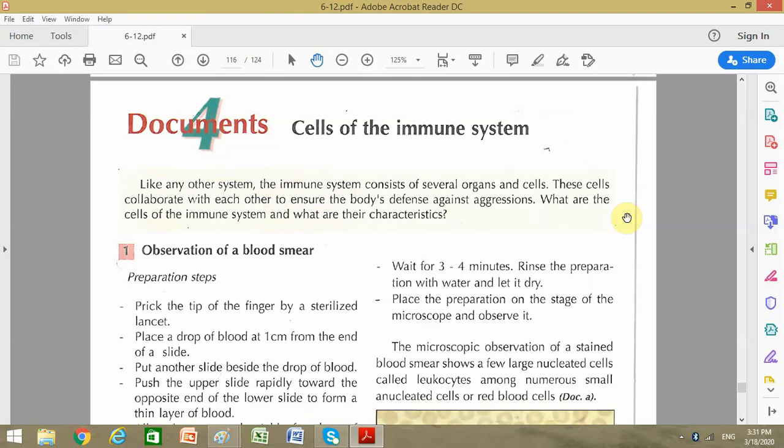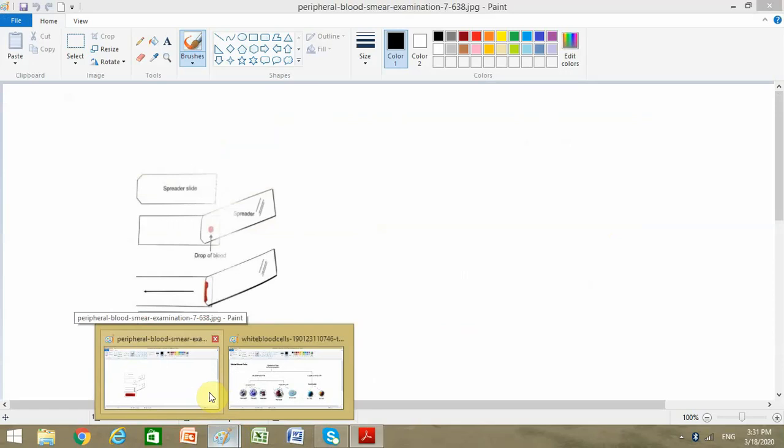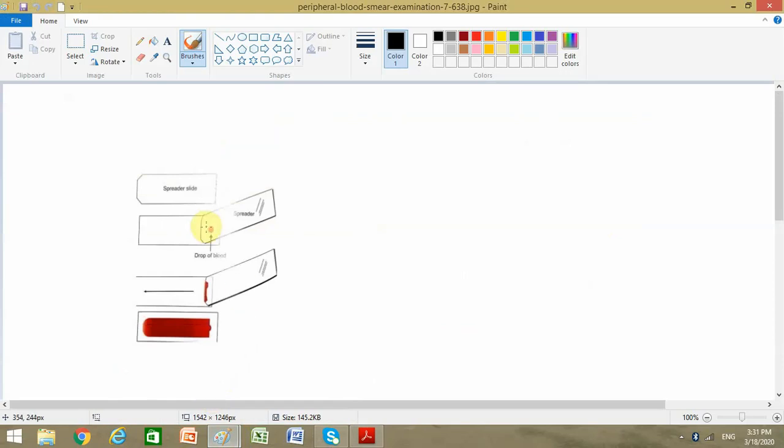The cells of the immune system ensure the defense of our body against non-self. So what are these cells and what are their characteristics? In order to observe the immune cells, we need to obtain some blood and prepare a slide to observe under the microscope. This preparation is called a blood smear, or the preparation of a peripheral blood smear.